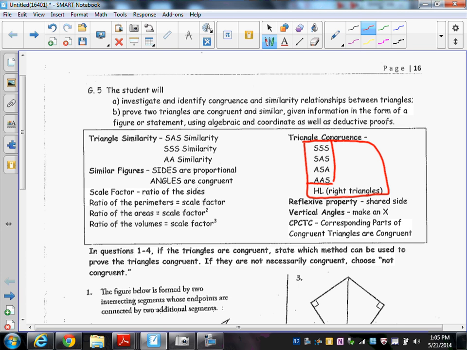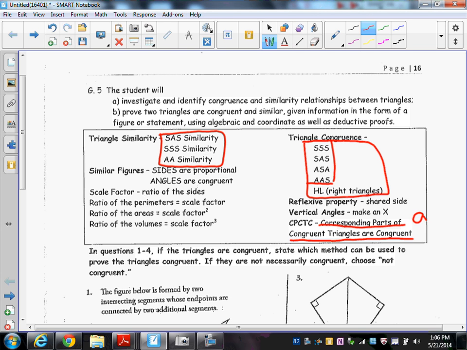Side, side, side, side, angle, side, and angle, angle, side. So remember, that's the number of sides or angles we have in each triangle and the order that we have them. If you get that, it's going to make triangle similarity a lot easier. We have 3 properties that'll prove triangles are similar. Now, when triangles are congruent, that means that all the corresponding parts of the congruent triangles are congruent.